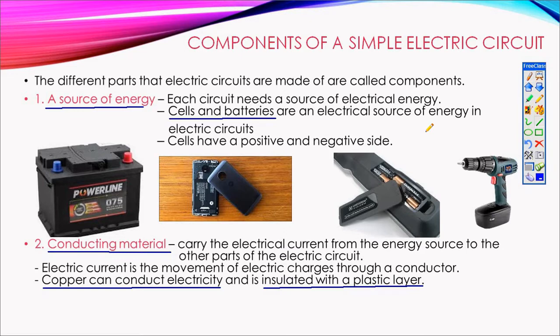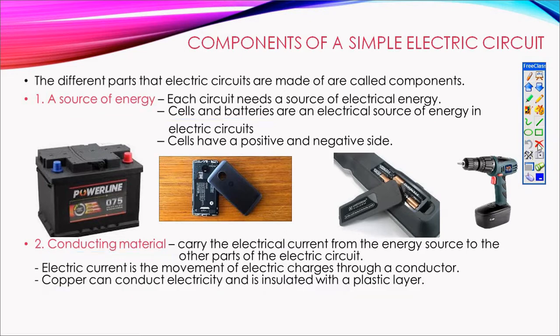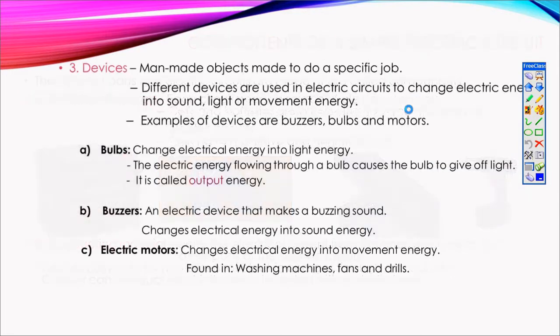So a device would change the electrical energy depending on what specific job I wanted to accomplish. If I want my circuit to give me light, I will connect a light bulb. If I want my circuit to have a rotating motor, I will connect a motor. Otherwise, I will make some sound with an electrical buzzer.